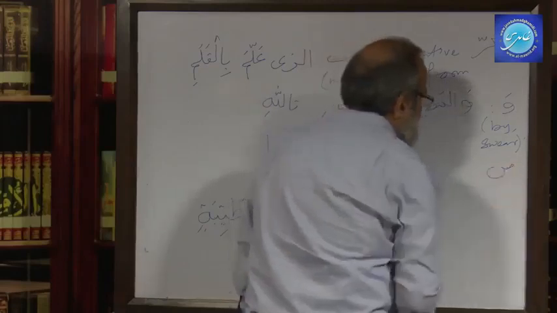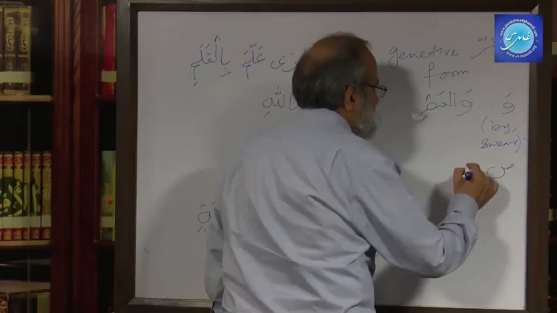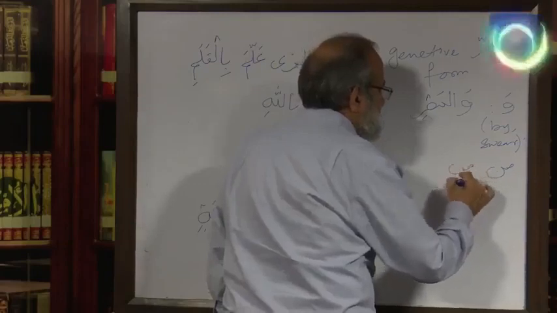Min. وَمَا لَهُم مِّن دُونِ اللَّهِ مِن وَلِيٍّ.